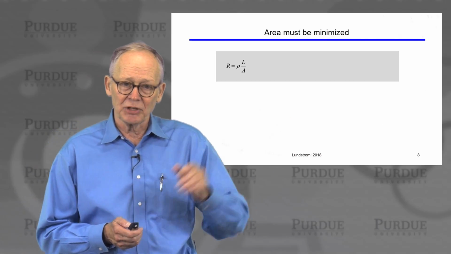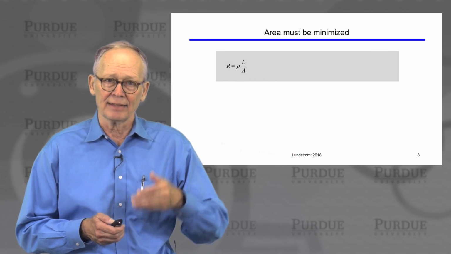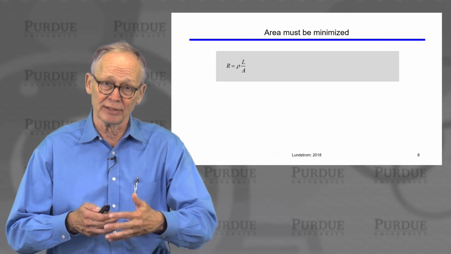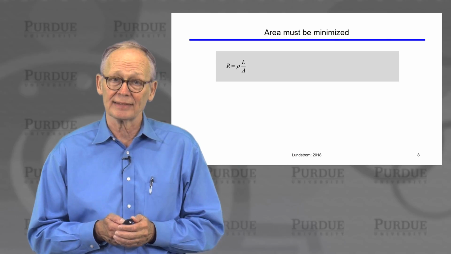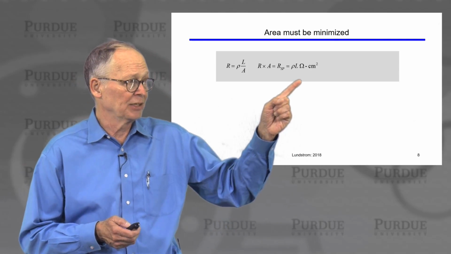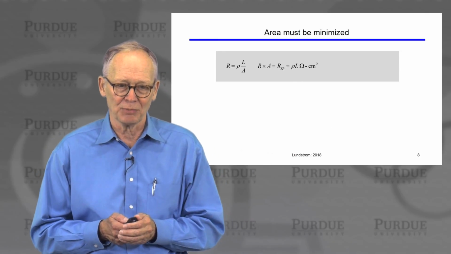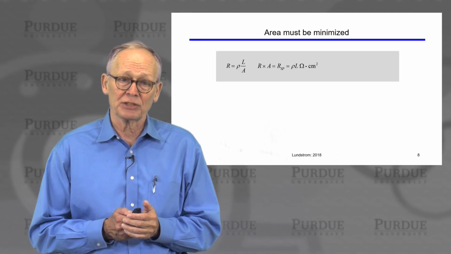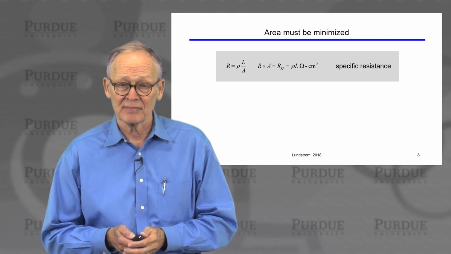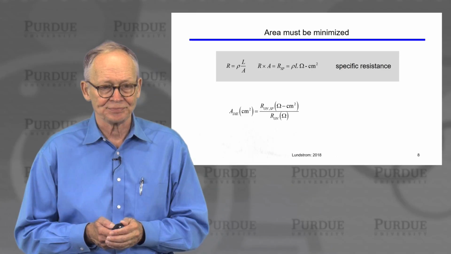Okay, so area must be minimized. We know that the resistance of any resistor is the length of the resistor divided by the cross-sectional area for current flow, times the resistivity of the material that the resistor is made from. We're going to be interested in the product of the resistance times area because we want both of them to be small. So that means we're interested in the product of the resistivity times the length of the resistor. This is what we'll call the specific resistance, and this is what we'll consider for a time.